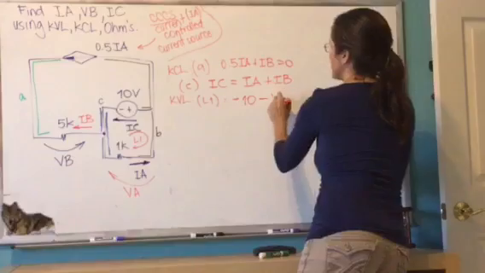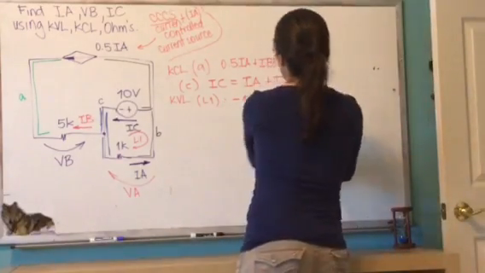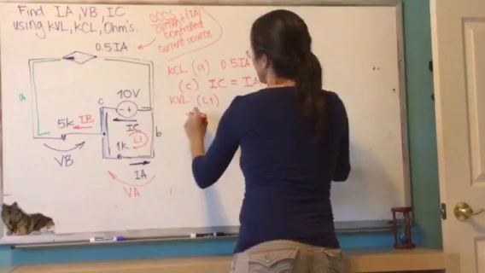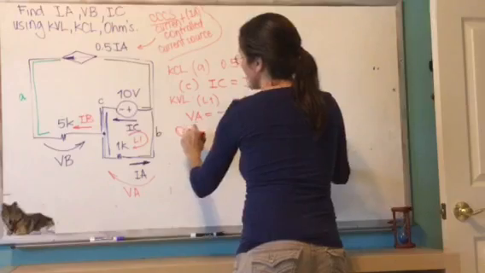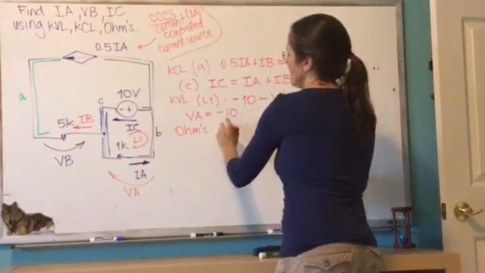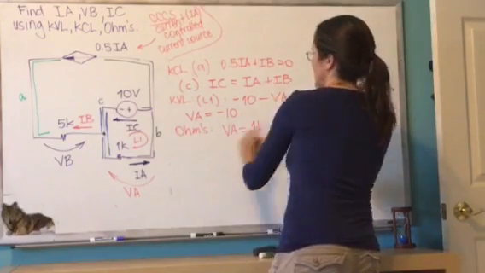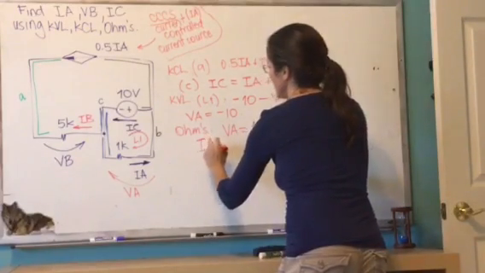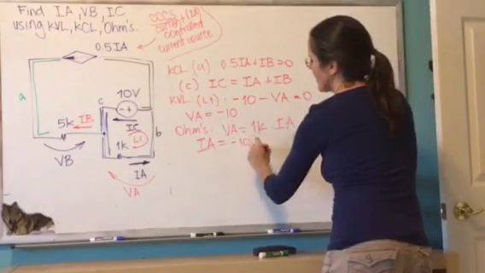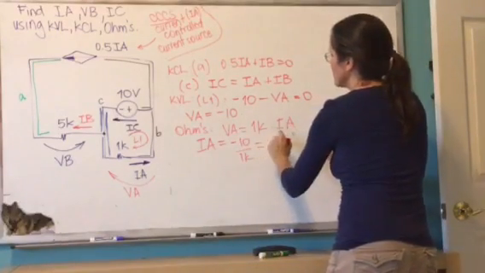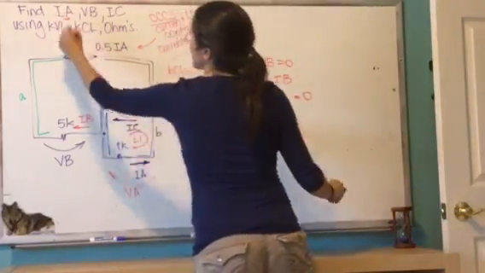And now minus VA. But I know that the sum now equals 0. So VA equals minus 10. But Ohm's law tells me that VA equals 1K times IA, which means that IA equals minus 10 divided by 1K, which is minus 1 milliamps. So I already answered 1/3 of the question.